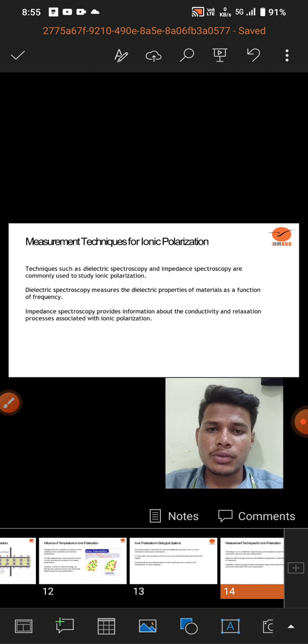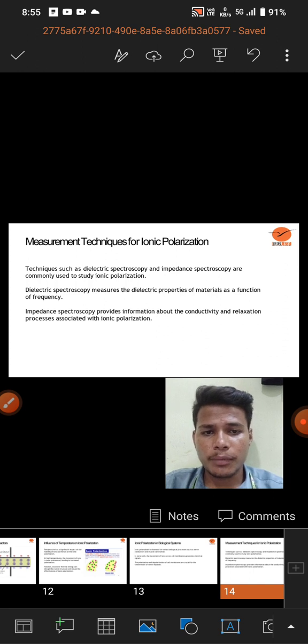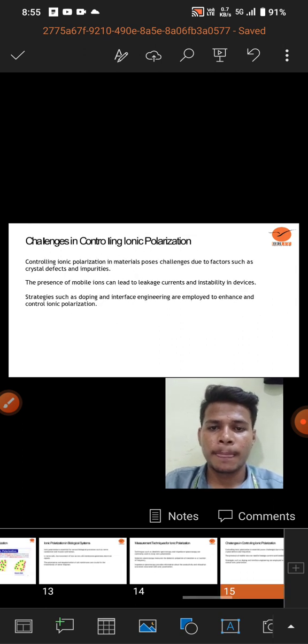The next topic: measurement techniques used for ionic polarization. Techniques such as dielectric spectroscopy and impedance spectroscopy are commonly used to study ionic polarization. Dielectric spectroscopy measures the dielectric properties of materials as a function of frequency. Impedance spectroscopy provides information about the conductivity and relaxation processes associated with ionic polarization.